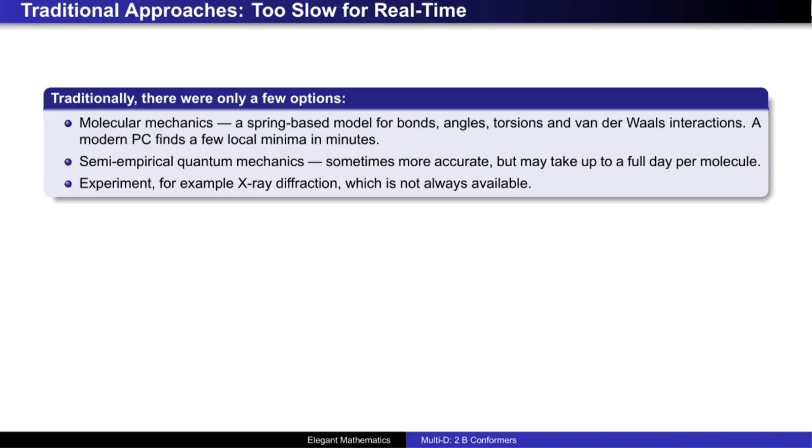First, molecular mechanics, a spring-based model for bonds, angles, torsions, and van der Waals interactions. A modern PC finds a few local minima in minutes. Second one, semi-empirical quantum mechanics, sometimes more accurate, but may take up to a full day per molecule. And the last one, experiment, for example, X-ray diffraction, which is not always available.